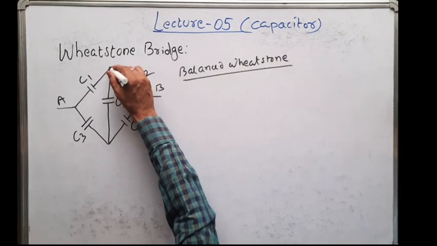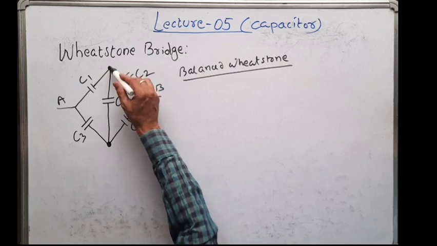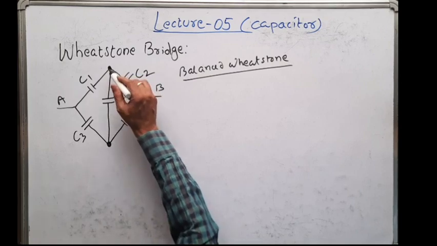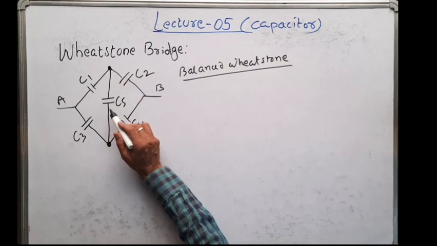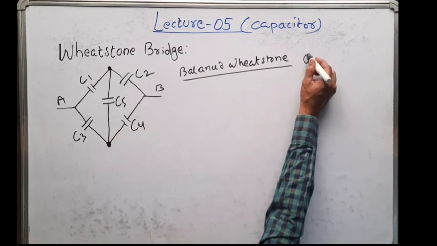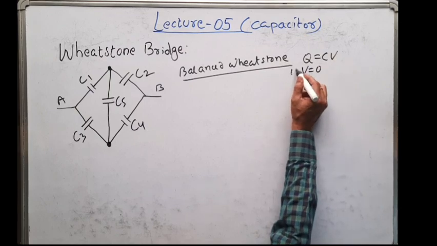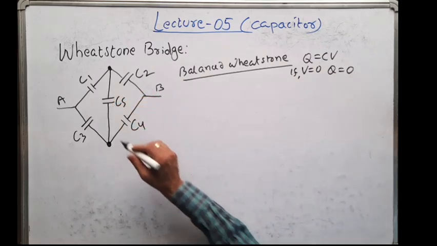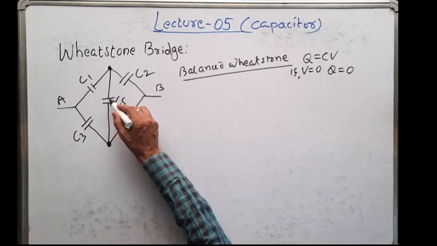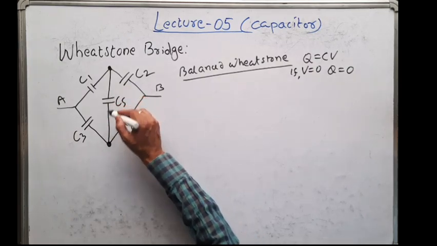The potential at this point is equal to the potential at this point. If the potentials are equal, then the potential difference between these two points is equal to 0. You know Q is equal to C into V. So if the potential difference is equal to 0, then the charge through this capacitor will be 0. That means the capacitor will behave just like an open circuit. There is no charge.